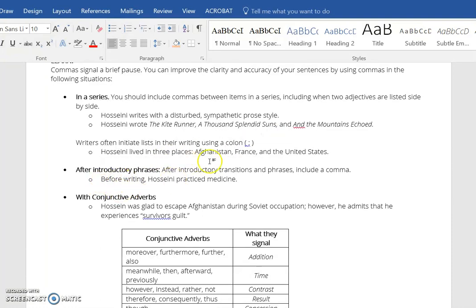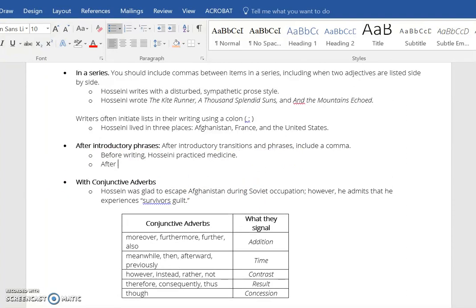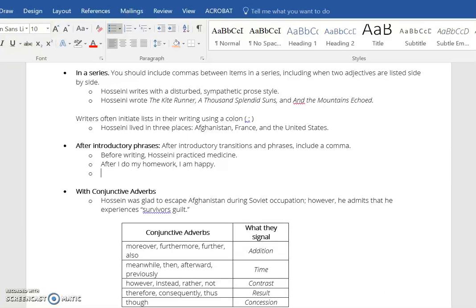Let's go on to introductory phrases. So if a sentence has some sort of introductory phrase, you just need to put a comma after it. Before writing, Hosseini practiced medicine. After I do my homework, that's my introductory phrase, I am happy. This is basically a review. Let's say another one could be, when I read my book, I learn a lot. Great. Introductory phrases, you need to have a comma afterwards.